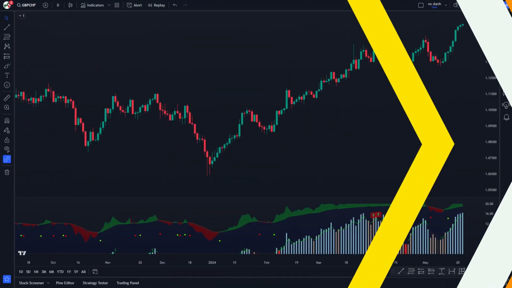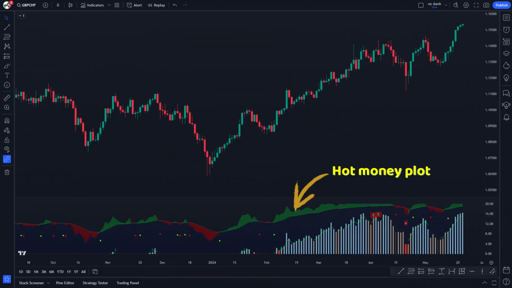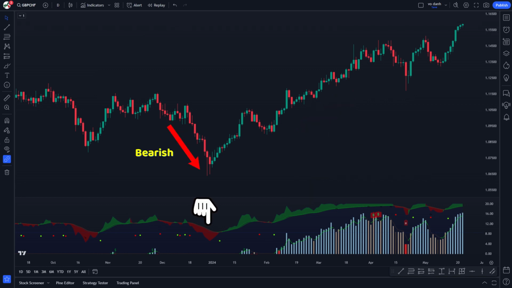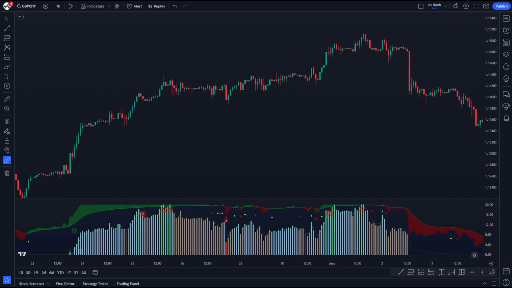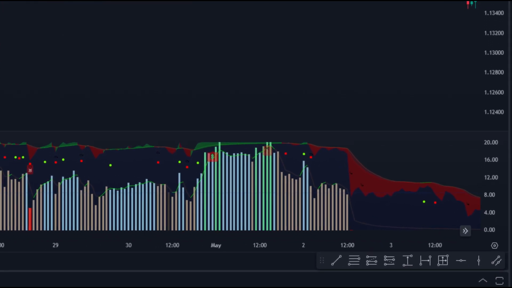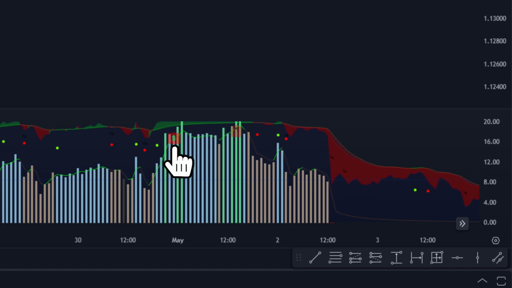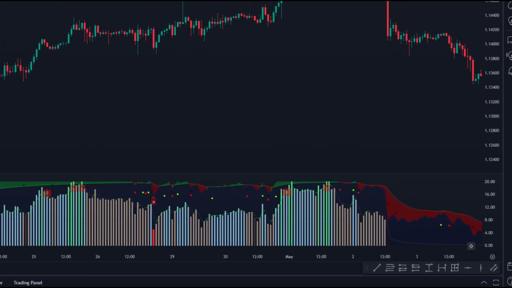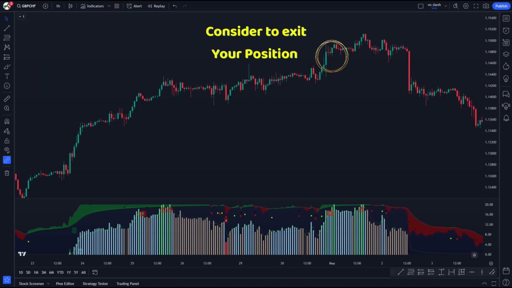And then up here we have the hot money plot. This plot focuses on market momentum and it quickly reacts to price action. A green zone like here indicates bullish momentum, and a red zone indicates bearish momentum. And then we have this red dollar sign right here. This indicates a sell signal. Whenever you see this, it indicates areas where you should be looking to exit your positions. And in the strategy I'm going to be showcasing in this video, this is exactly what we're going to be using to exit our positions.